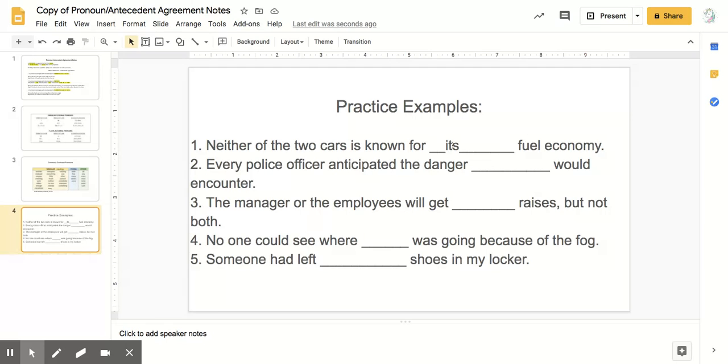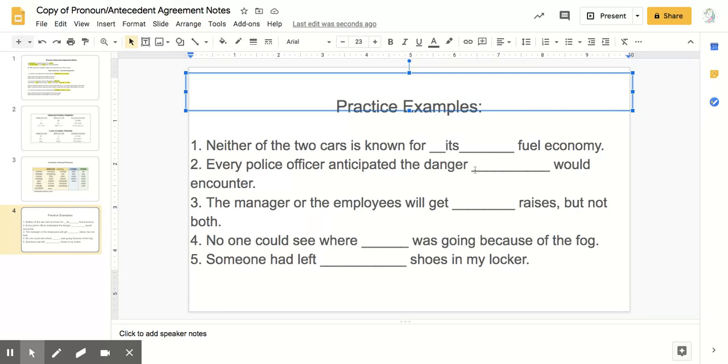Now, I'm not going to say it because cars don't have gender in English, but police officers do. Now, we don't know if it's a male or female police officer, so we're going to put he or she. That way we can include both genders, but we can also be singular. So every is singular, he or she is singular.